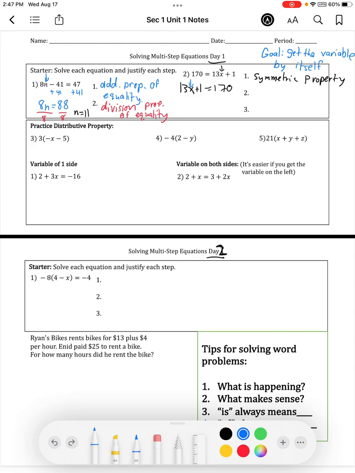If you tried to get rid of the 13 first, you'd probably end up with fractions though, and I'm willing to bet most students don't want to do that. So let's go ahead and get rid of the 1. So we're going to subtract 1. And that'll give us 13x is equal to 169. Why can we subtract 1 from both sides? Well, that's going to be the subtraction property of equality.